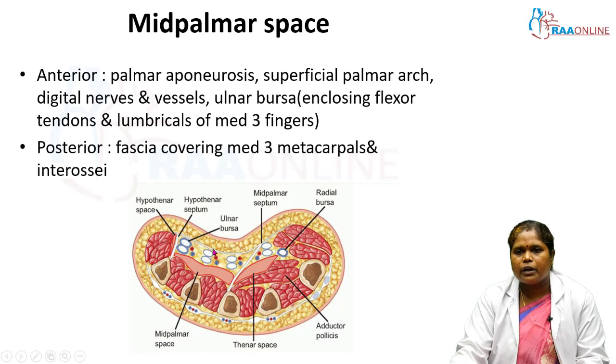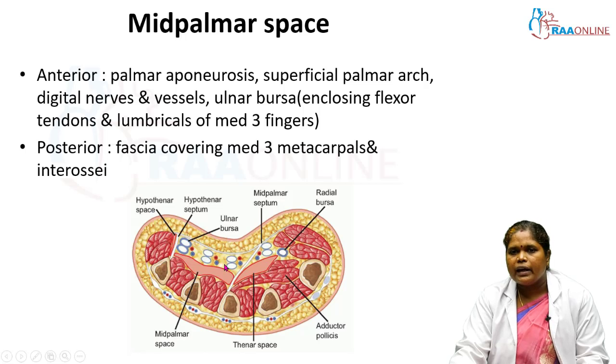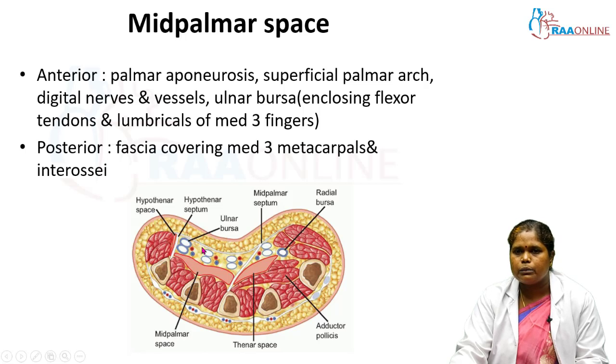Remember the medial part of the palmar aponeurosis, then the neurovascular structures, that is the superficial palmar arch and digital nerves. And you can see the ulnar bursa, which is nothing but the synovial sheath enclosing the flexor tendons. Along with these flexor tendons, we also have the lumbrical muscles for the medial 3 fingers. So, these are all the anterior boundary.